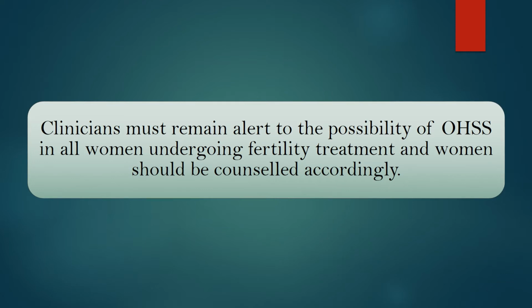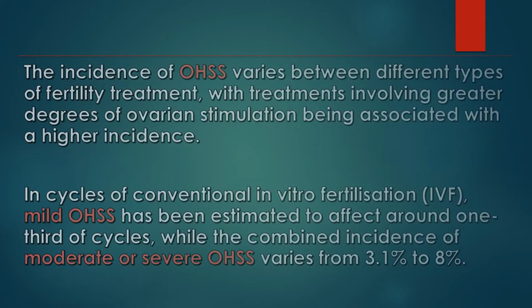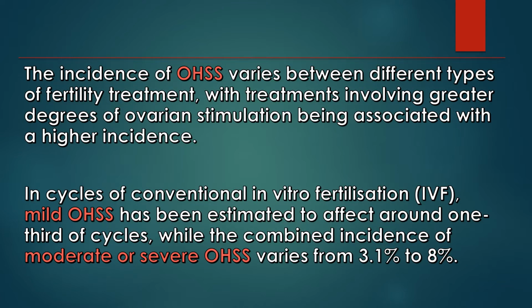Clinicians must remain alert to the possibility of ovarian hyperstimulation syndrome in all women undergoing fertility treatment, and women should be counseled accordingly. The incidence varies between different types of fertility treatment, with treatments involving greater degrees of ovarian stimulation being associated with higher incidence. In cycles of conventional in vitro fertilization, or IVF, mild ovarian hyperstimulation syndrome has been estimated to affect around one-third of cycles, while the combined incidence of moderate or severe OHSS varies from 3.1% to 8%.